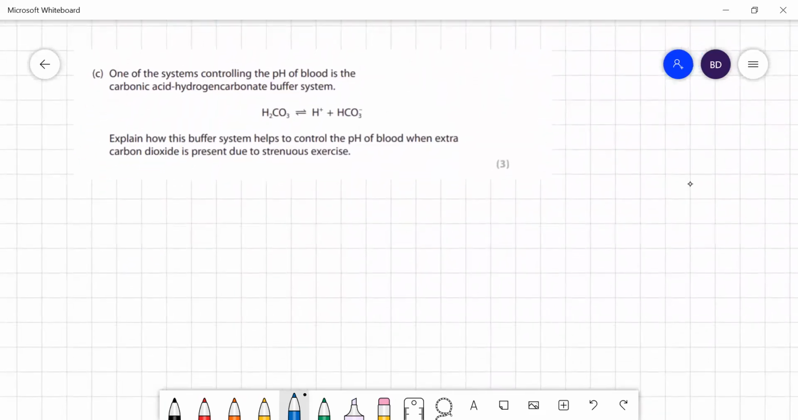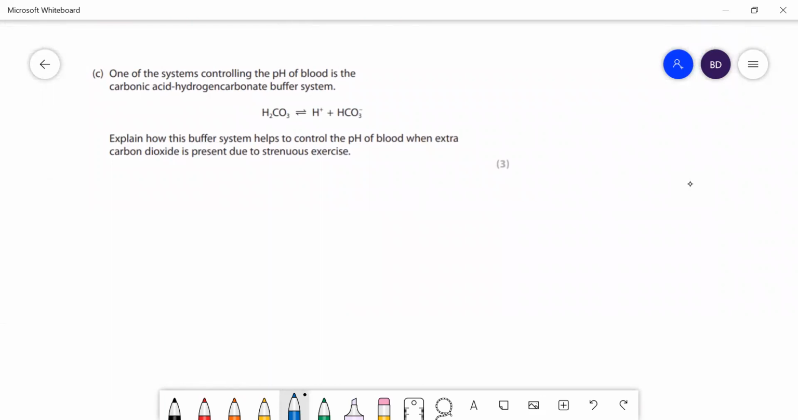One of the systems controlling the pH of blood is the carbonic acid hydrogen carbonate buffer system. Here we've got carbonic acid. It's a very weak acid, and it dissociates into H plus ions and hydrogen carbonate ions. Explain how this buffer system helps to control the pH of blood when extra carbon dioxide is present due to strenuous exercise. So 3 marks.